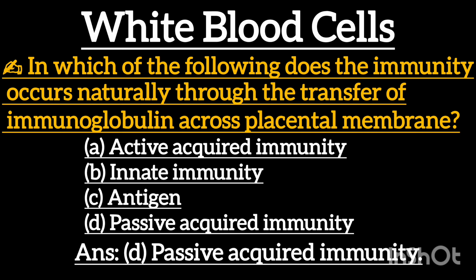Next one: in which of the following does the immunity occur naturally through the transfer of immunoglobulin across the placenta membrane? Option A, active acquired immunity. Option B, innate immunity. Option C, antigen. Option D, passive acquired immunity. Correct answer is option D, passive acquired immunity.